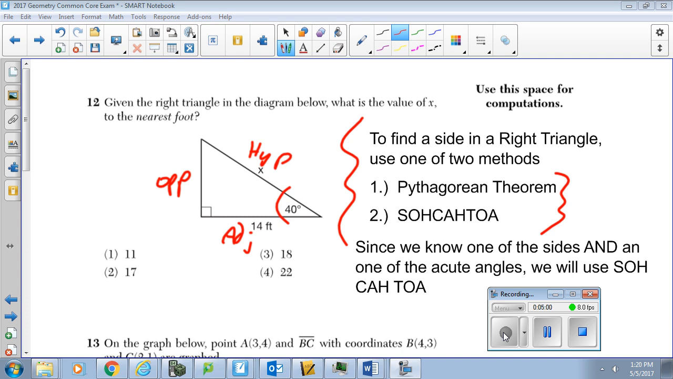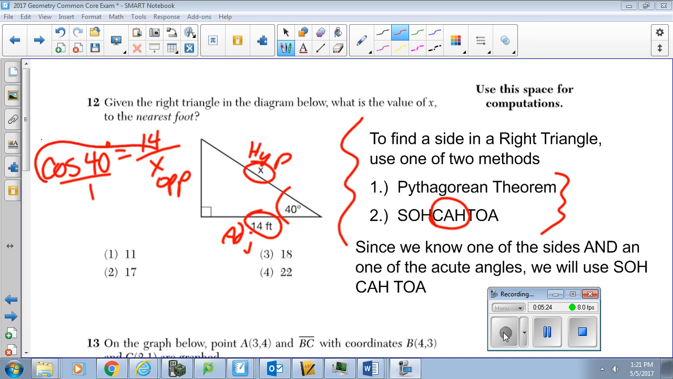Okay, I'm looking for the hypotenuse. I have the adjacent. That means I'm dealing with hypotenuse and adjacent. That means that I'm dealing with cosine. So you're going to have the cosine of 40 is equal to the adjacent over the hypotenuse. That's going to be 14 over x.